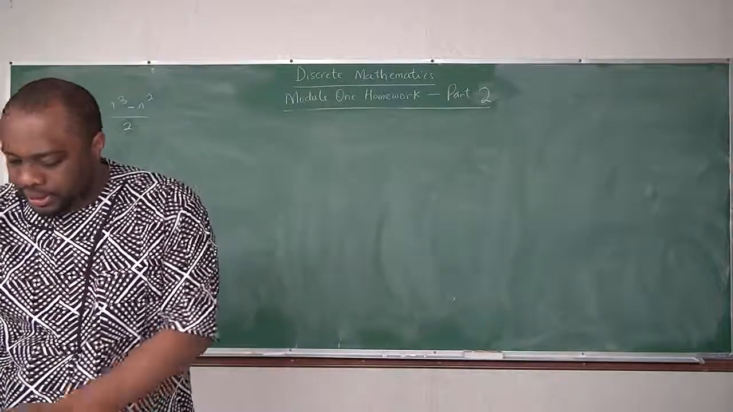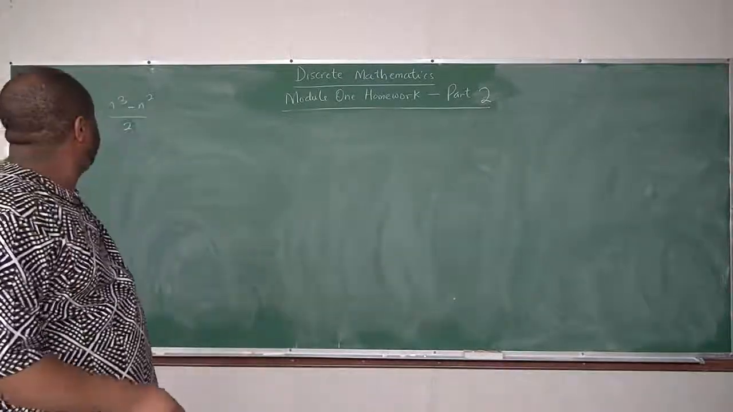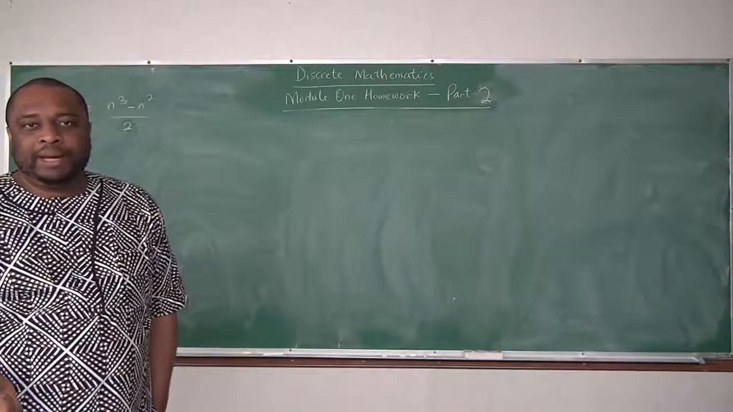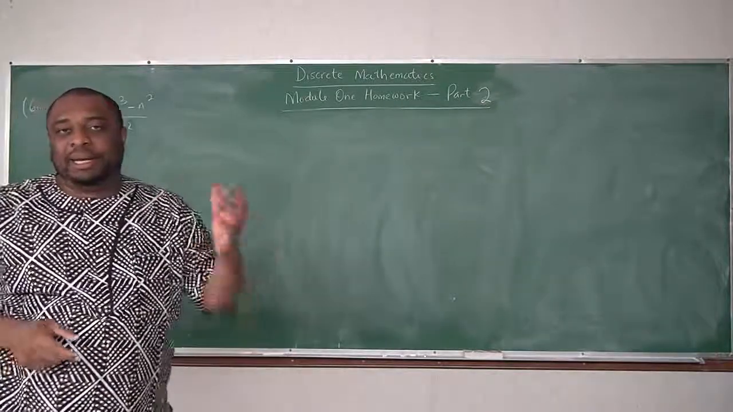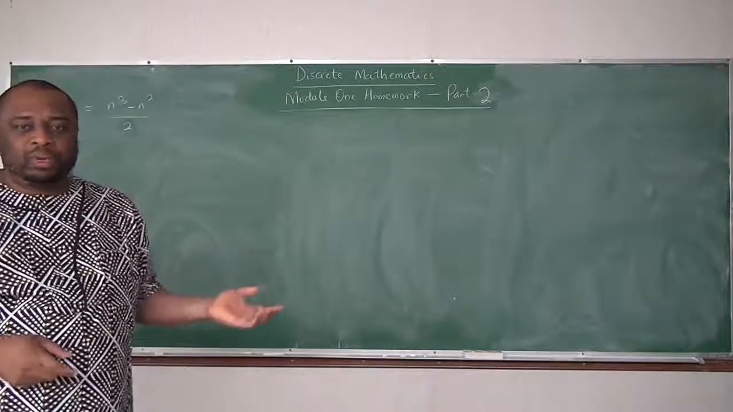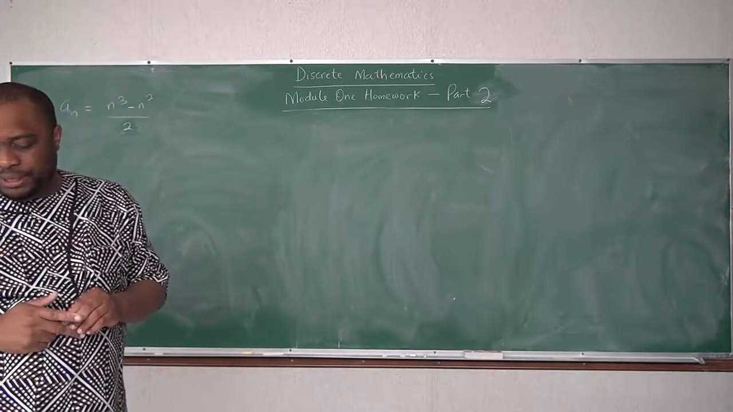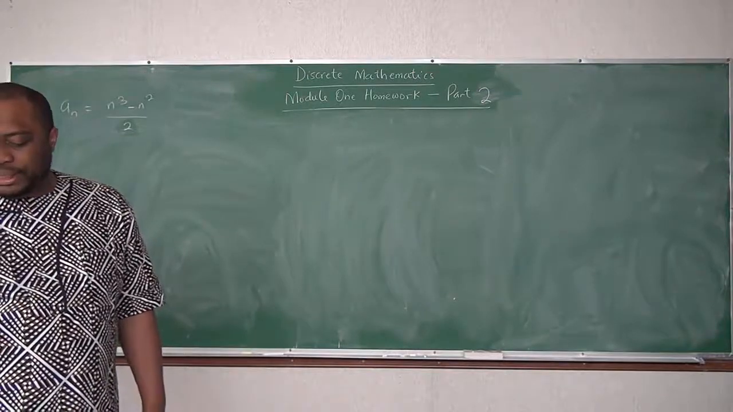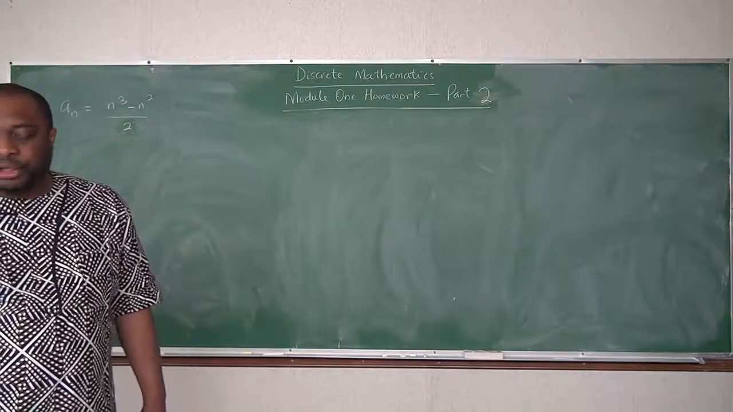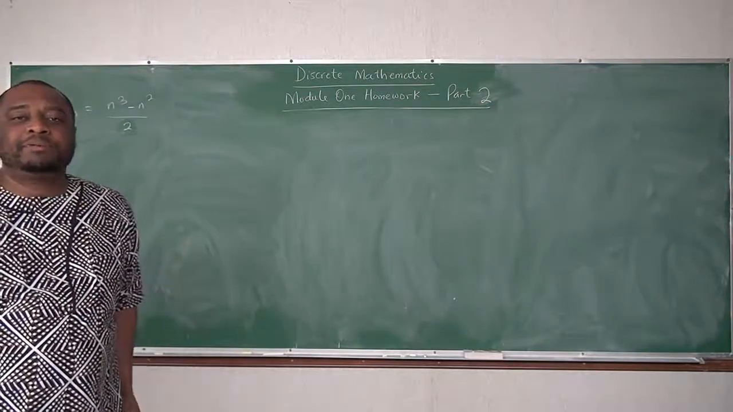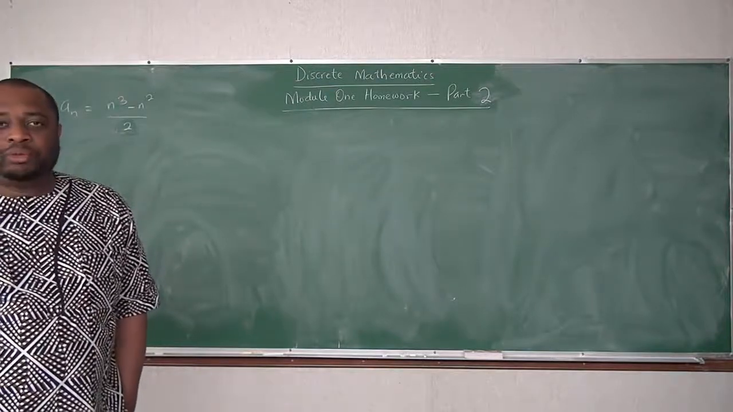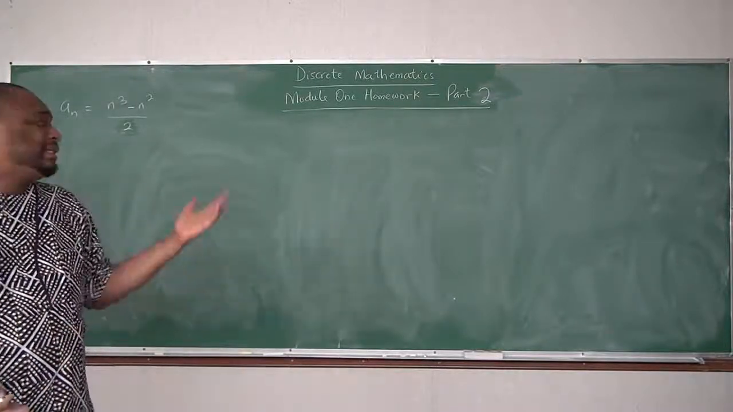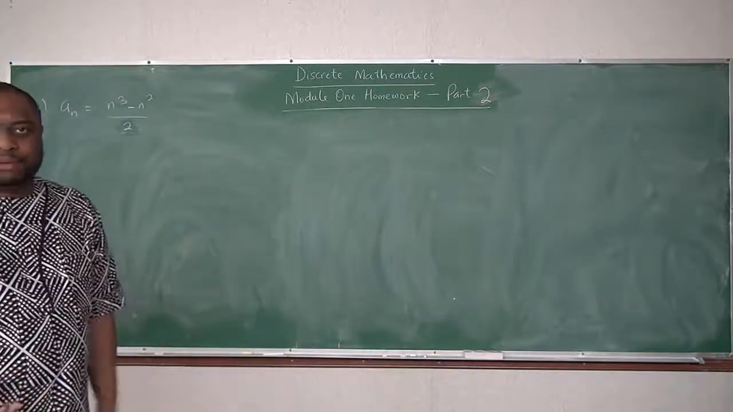The first question here is A: is this a recursive or explicit equation? Explain why. And then B, using the formula, list the first four terms of the sequence, starting with n equal to 1. These are similar problems to your homework assignment.